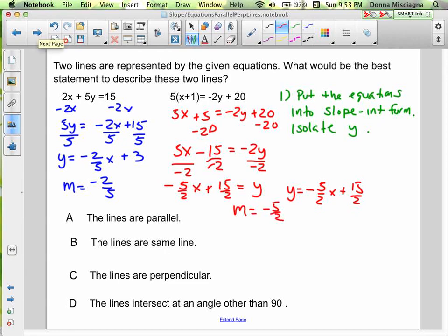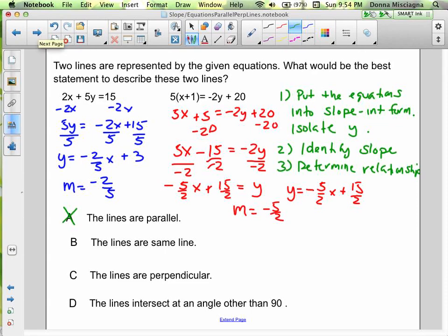All right, so let's look at our choices here. The lines are parallel. Well, that's obviously wrong, because they're not the same slope. -2/5 is not equal to -5/2. So that is wrong. By the way, after we put the equations into slope-intercept form and isolate y, you're going to identify the slope, which we already did, and then determine the relationship. And that's what we're doing now. I went right to the doing, and I didn't write it down. Sorry about that. So they are definitely not parallel.